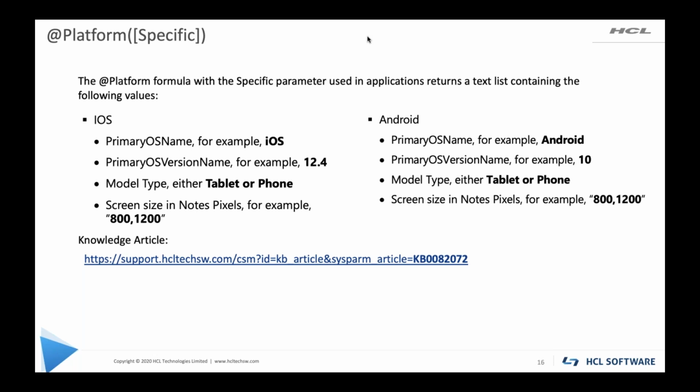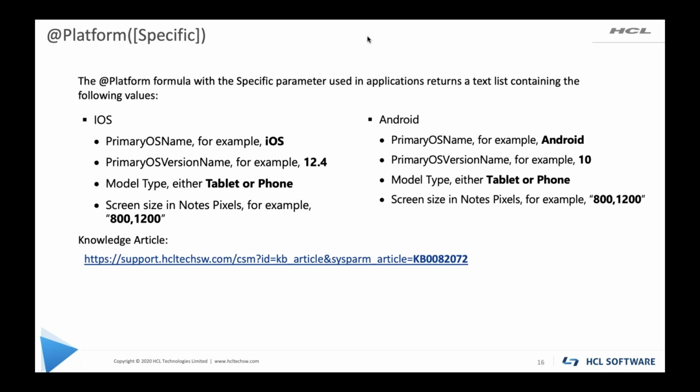All right, so the next one, this is a very important one. I'm sure we will hear a little bit more about this later on, is app platform specific. So this is just a formula function called app platform. And when you apply the specific parameter to it, iOS and Android, so Nomad running on these different platforms, is going to return to you a text list. This text list is going to have a lot of very useful information that you can key off of.